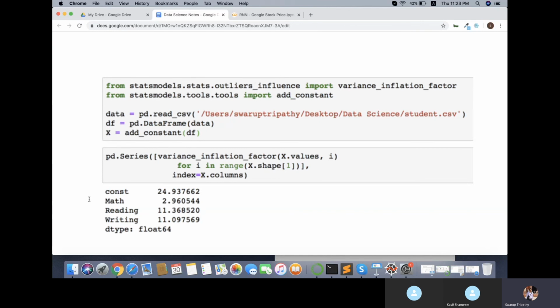If we see that similar values are there, in that condition we have to drop one column. Whichever has the higher variance inflation factor, we have to drop that column if both have similar VIF values.